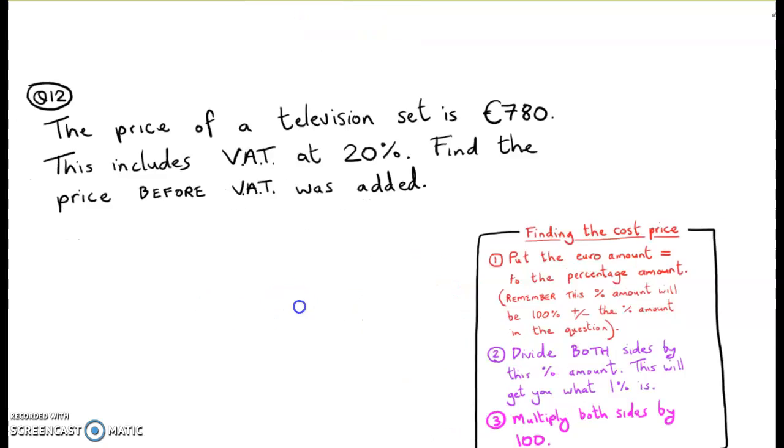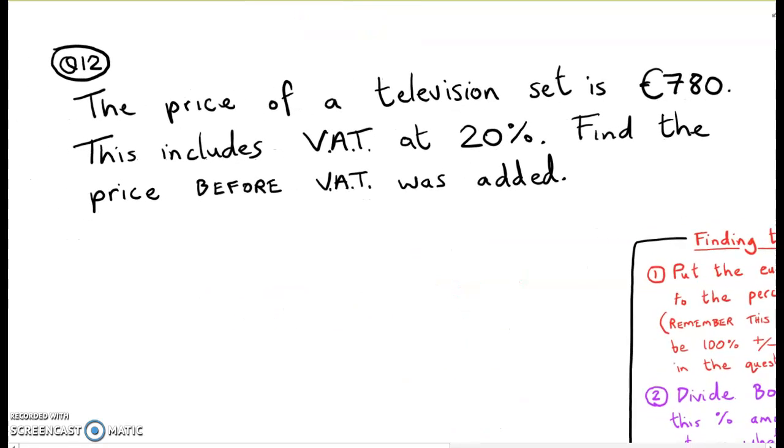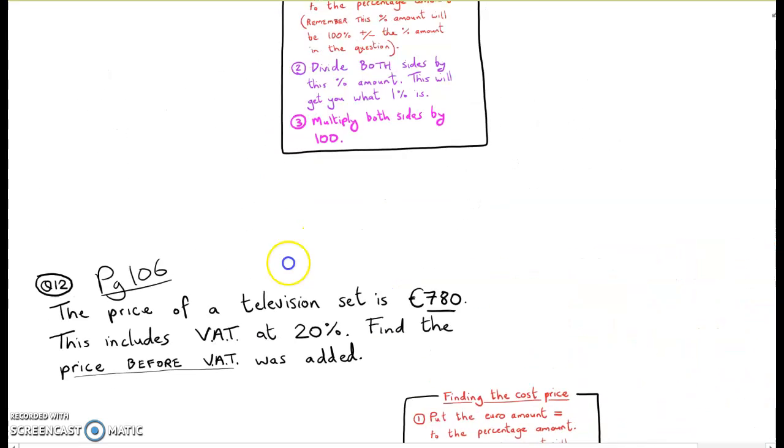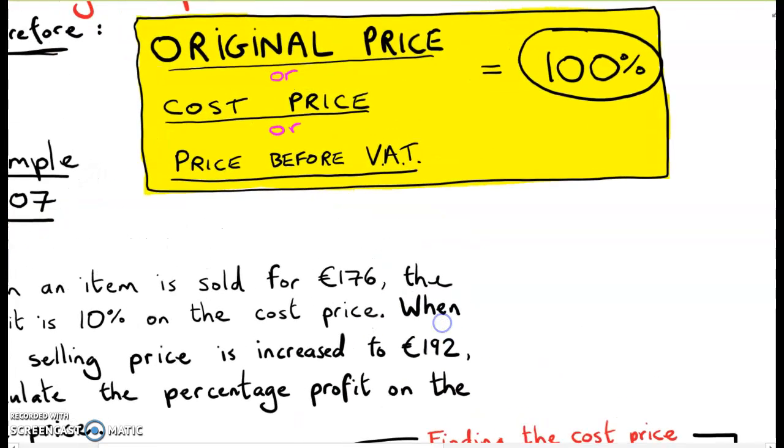Let's take a look at some examples. We'll go down to question 12 from your book, on page 106. It says the price of a television set is €780. This includes VAT at 20%. Find the price before VAT was added. Remember what I said a moment ago? The price before VAT is 100%. So essentially they're looking for what was 100% of that television set.